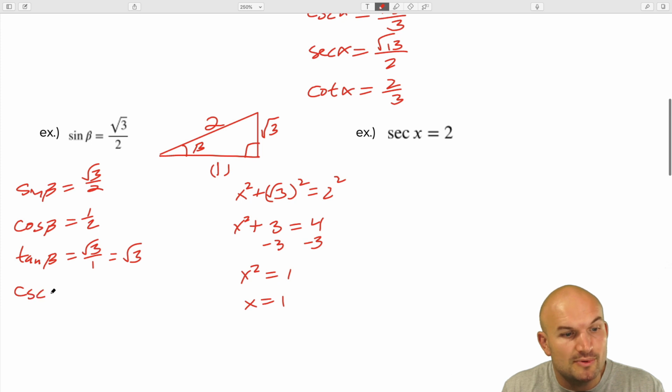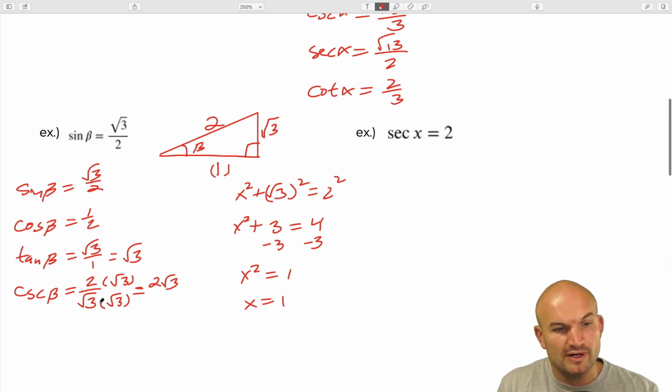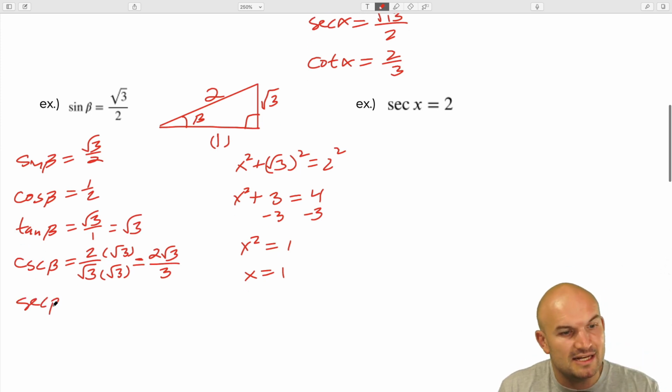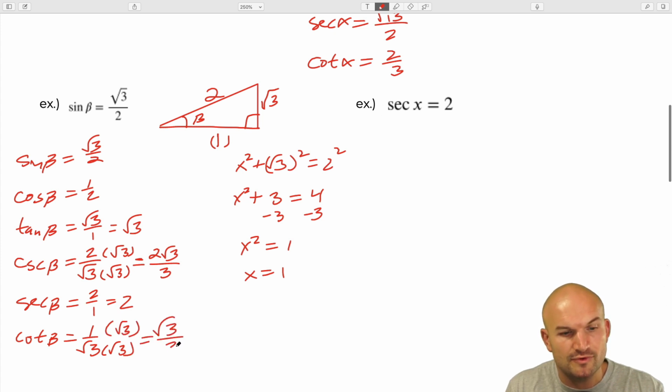Then let's go look into our reciprocal relationships. So we have cosecant of beta, which is going to be hypotenuse over opposite. And again, we have a radical in the denominator, so I'll rationalize this denominator for you. And you can see that's going to be 2 square root of 3 over 3, since square root of 3 times square root of 3 is just going to be 3. The secant of beta is going to be 2 over 1, which just gets simplified to 2. And then we have the cotangent of beta, which is going to be 1 over the square root of 3, which, again, rationalize the denominator. Since we're doing these all for the first time, I'll work my way through them. So that's going to be square root of 3 over 3.